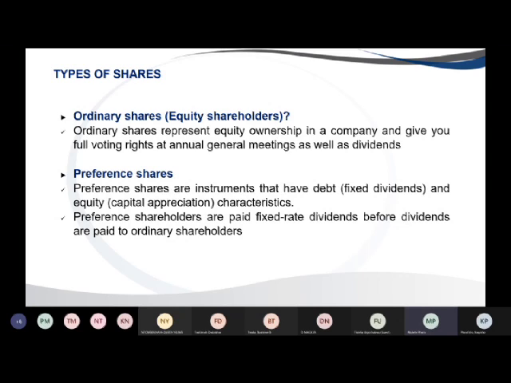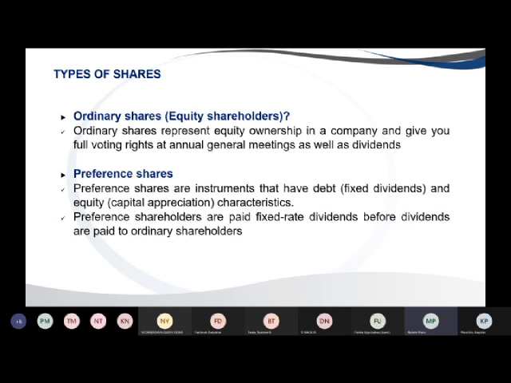The ordinary shares represent the equity ownership in a company and give you the full voting rights at an AGM, as well as dividends. We'll cover that. I didn't put any coloring under the ordinary shares. I didn't want to overwhelm you at this point in time, but just to get that comfort to say where we're heading.